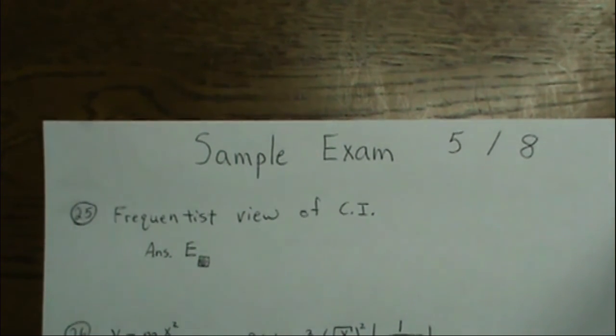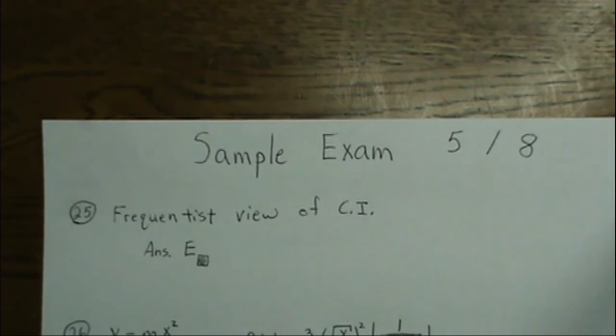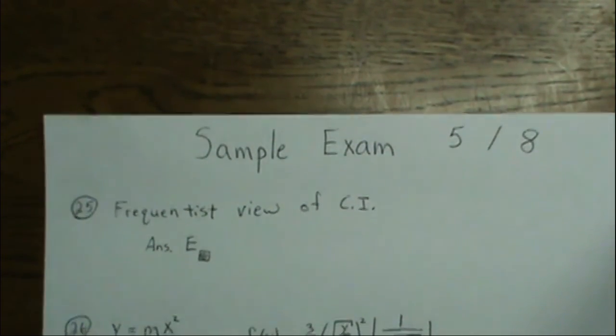So confidence intervals are a frequentist viewpoint. You do it long enough and you're correct 1 minus alpha percent of the time, or 95% of the time. So the answer is E.